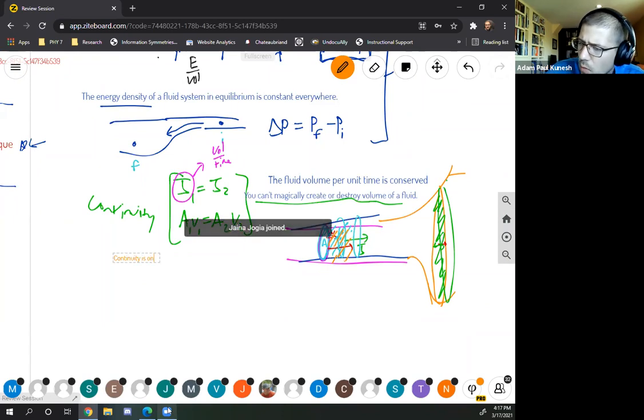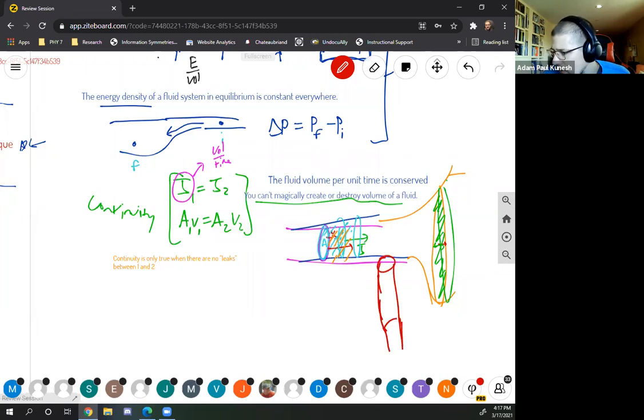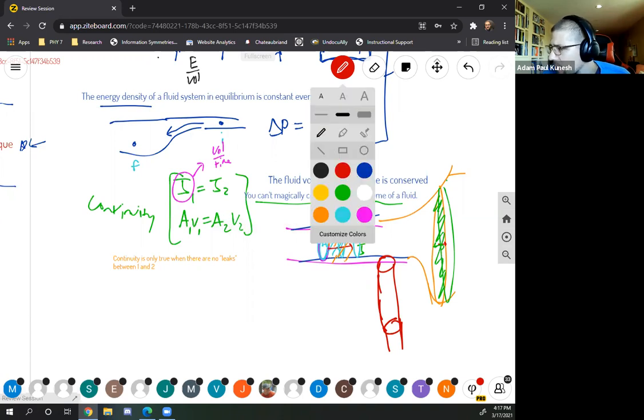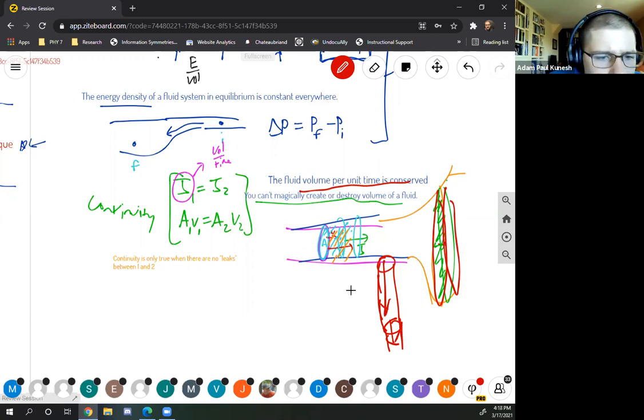Note that continuity is only true when there are no leaks between point 1 and point 2. As a counterexample, if I had a second pipe that branched off from my first, like a junction, and I consider the fluid speed to the right of my initial point, now continuity is no longer present because there's a leak. There's somewhere else for the volume to go. So the fluid volume is not conserved from 1 to 2.